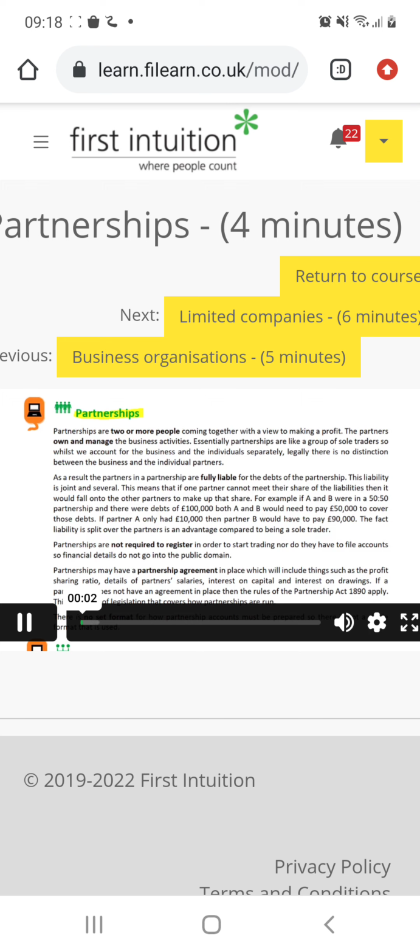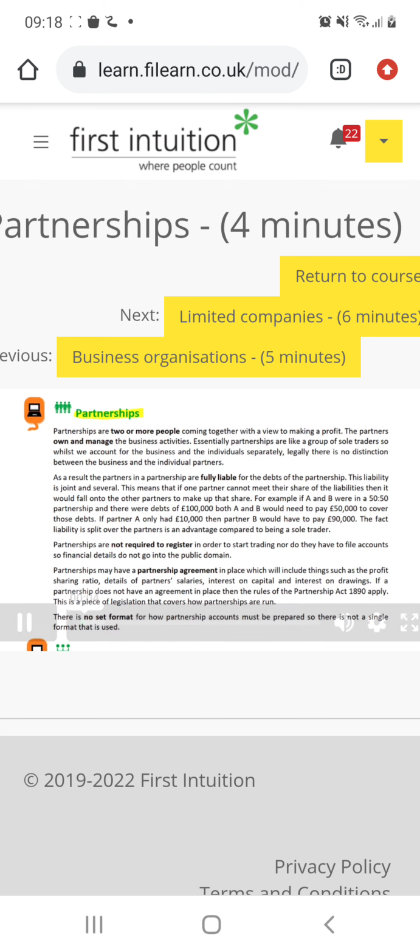Welcome back. We're now going to move on to a partnership. A partnership sometimes develops from a sole trader. People may go into partnership together to benefit from shared expertise. There's someone else to consult when making business decisions, and they will have a sense of shared direction.